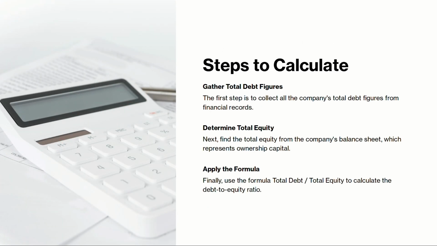Steps to calculate. Gather debt figures. The first step is to collect all the company's total debt figures from financial records. Determine total equity. Next, find the total equity from the company's balance sheet, which represents ownership capital. Apply the formula. Finally, use the formula total debt divided by total equity to calculate the debt to equity ratio.